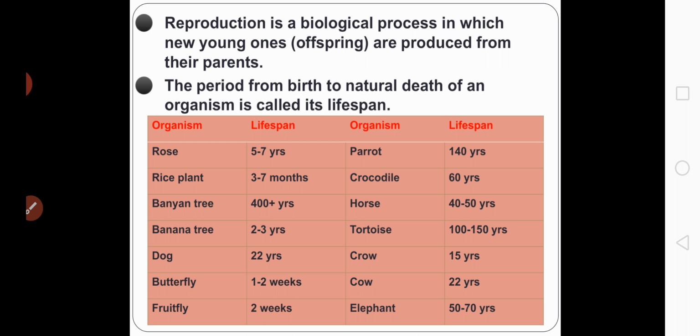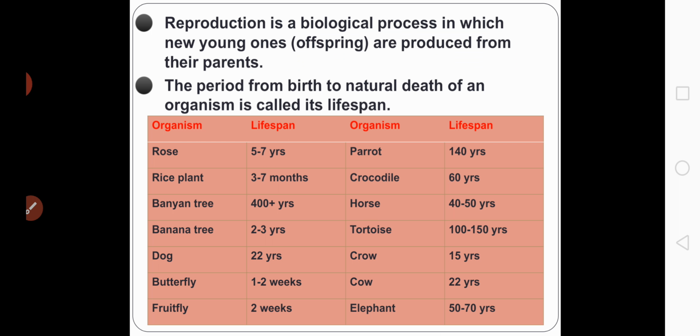So in this slide I have included the approximate lifespan of some of the organisms. For example, rose, its lifespan is 5 to 7 years. Rice plant, 3 to 7 months. Banyan tree, 400 plus years. Banana tree, 2 to 3 years. Dog, 22 years. Butterfly, 1 to 2 weeks. Fruit fly, 2 weeks. Parrot, 140 years. Crocodile, 60 years. Horse, 40 to 50 years.